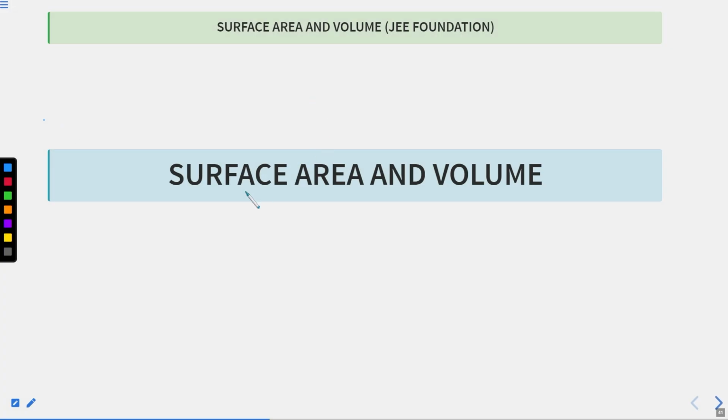Today we'll be continuing our discussion on surface area and volume, on its exercise. Let's discuss the exercise more so you can understand the concept and the formulas, how we are going to use every formula and how the questions will be framed in future. So let's see the first question.